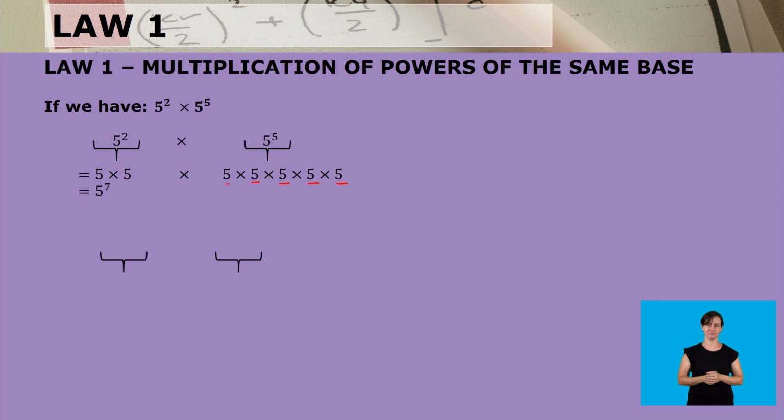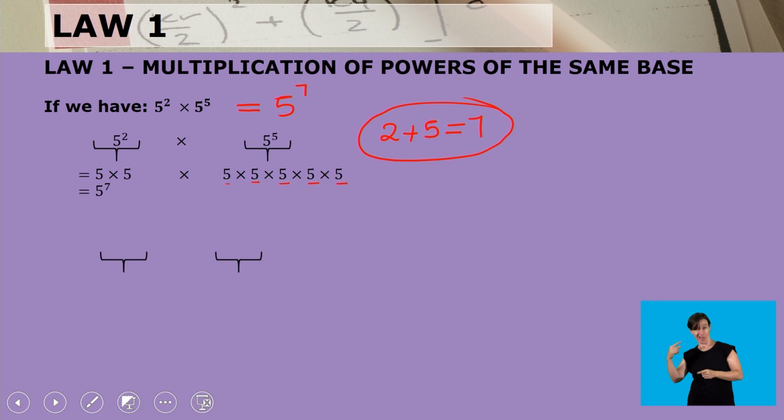Now, look at that answer that we got. So we got 5 exponent 7 from multiplying 5 exponent 2 and 5 exponent 5. Where do you think that 7 comes from? Well, if you are thinking that we took the exponents and said 2 plus 5, then you are absolutely correct, because they will give us a 7. Let's see if this is true with other multiplications of powers of the same base.